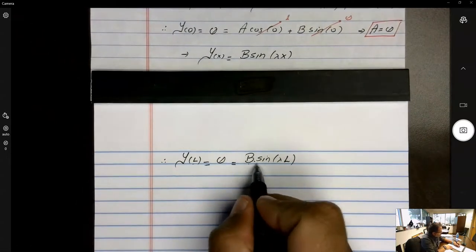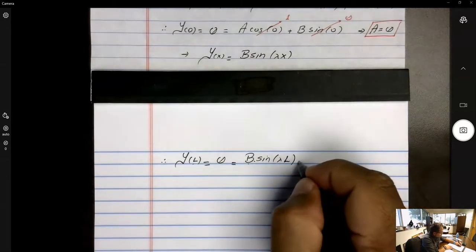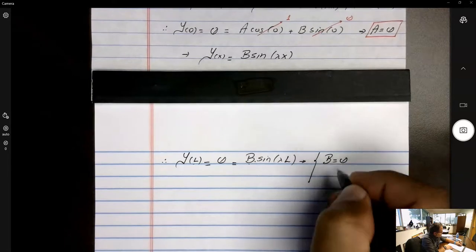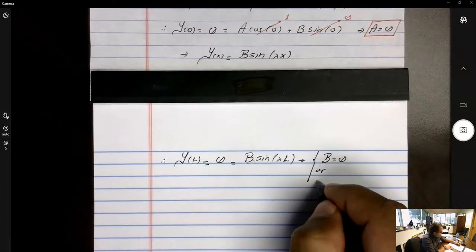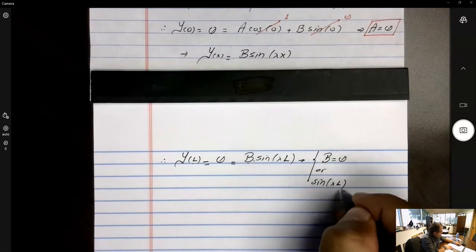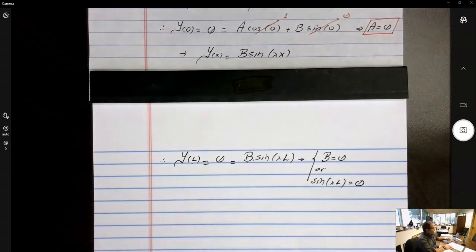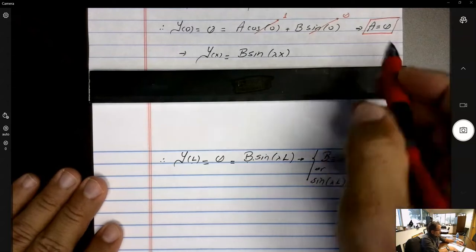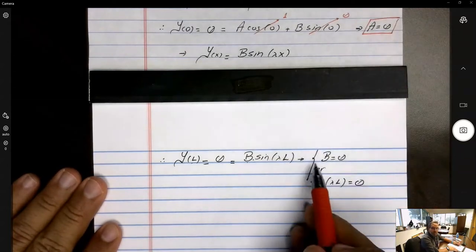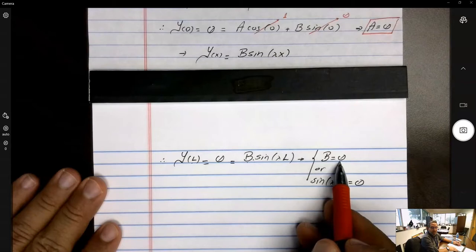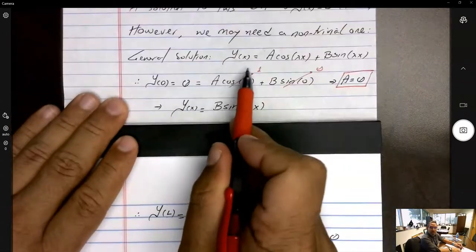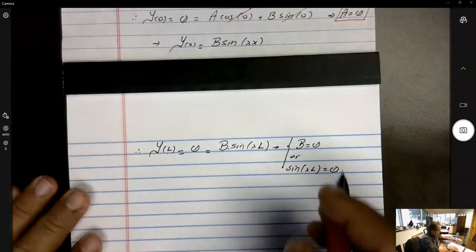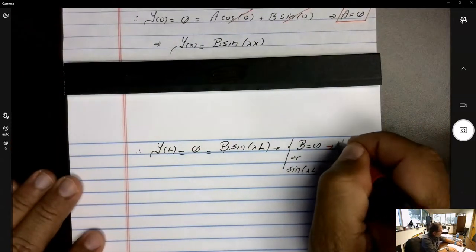So in order for this product to be equal to 0, either of these two things have to happen. Either b is equal to 0, or the sine of lambda L has to be equal to 0. Now, if we want a non-trivial solution, we cannot allow this to happen because we already determined that a is equal to 0. If b is equal to 0 as well, then the whole solution will go to 0, right? So y will be equal to 0. We're back to square one, a trivial solution. So this leads to a trivial solution.